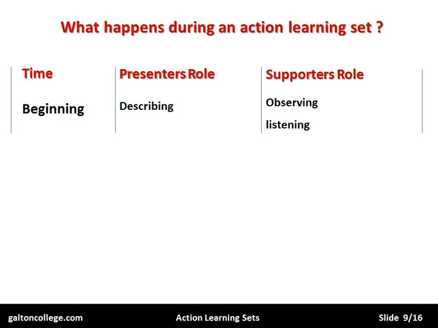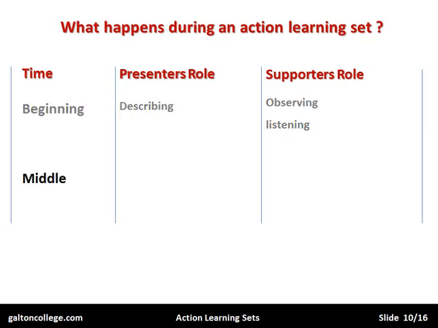And the supporters' role is in observing and listening. So we have the presenters, and these may be some charismatic person within a group who advances him or herself to present and to organize the others. Someone with good leadership qualities, perhaps. But the others will observe. They'll observe the problem, they'll observe the issues, and they'll listen to the problem as articulated by the presenters.